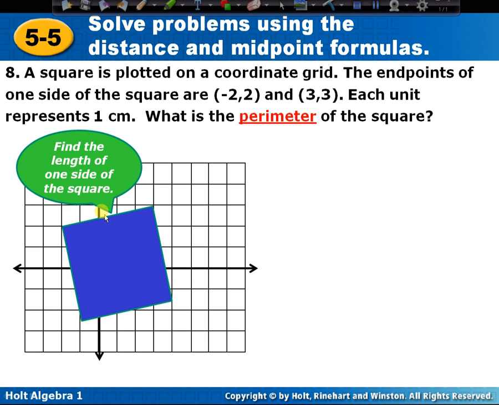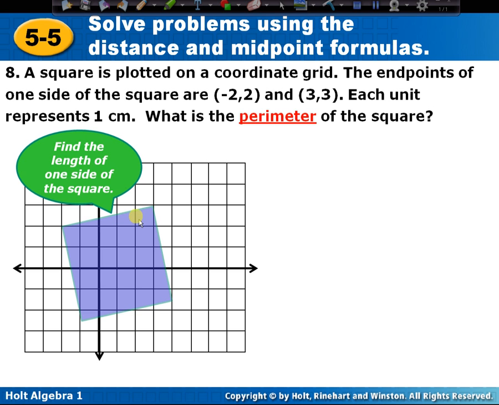And I know that if it's a square, all the lengths of each side are the same. So if I find the length from here to here, then I also know the length of this side, the length of this side, and the length of this side. So first thing we're going to do is find the length right here, which is also the same thing as the distance.